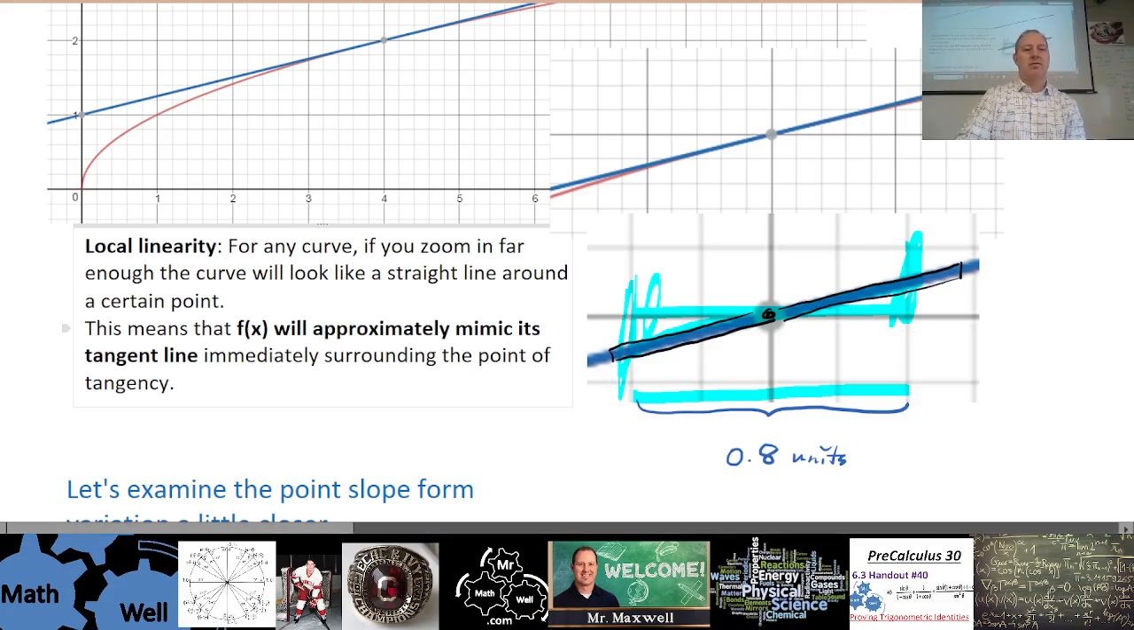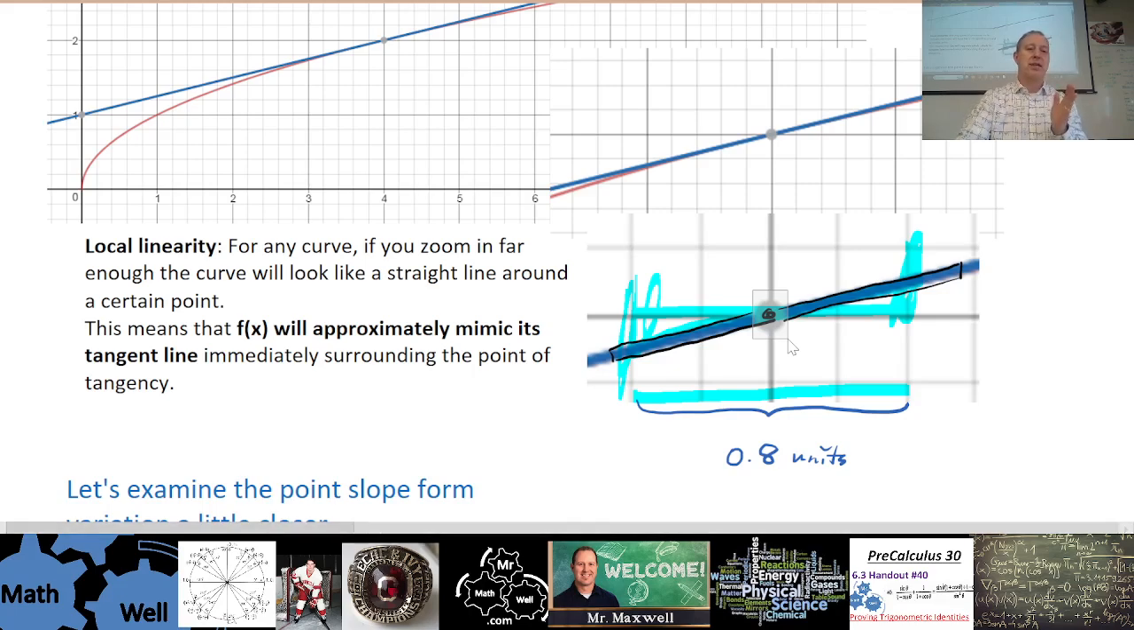So this means that the function will approximately mimic its tangent line immediately surrounding the point of tangency, which I've tried to show you right here. Now, if you zoomed into 0.08 units, then it's virtually the same. And even farther than that, it's almost identical. It isn't identical, but it's pretty much identical.